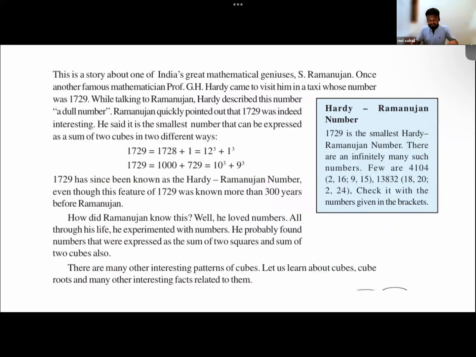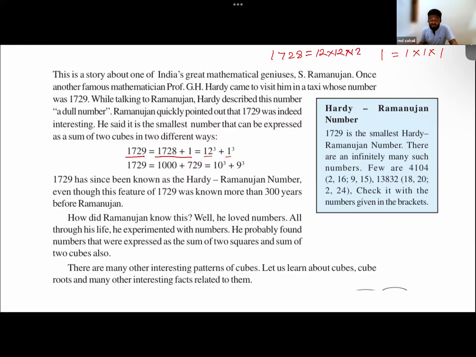So what Ramanujan pointed out is that 1729 is a very interesting number, and it can be expressed as the sum of two cubes. See here, he has written 1729 equals 1728 plus 1. And interestingly, 1728 is the cube of 12 and 1 is the cube of 1. 1 can be simply written as 1 multiplied by 1 multiplied by 1, and 1728 can be written as 12 multiplied 3 times.